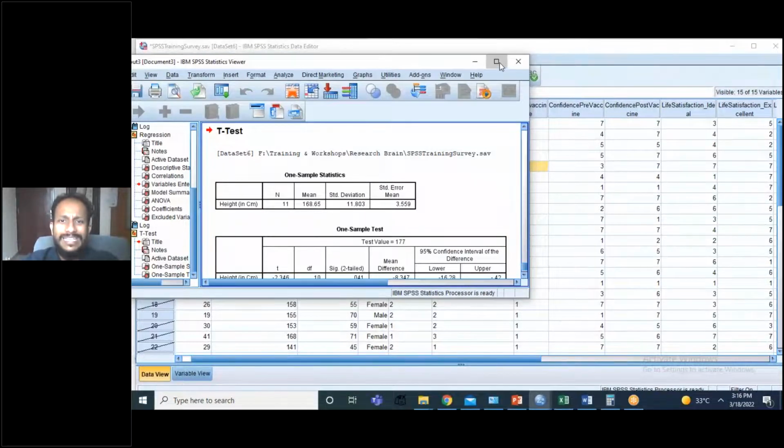Now we have got the t-test output. In this output, you can see that the height of men is 168.65. That means the average height of men in our class is 168.65. Totally there are 11 men. Average height is 168.65, standard deviation is 1. Now we are trying to figure out whether this height is approximately equal to the national average, which is 177.